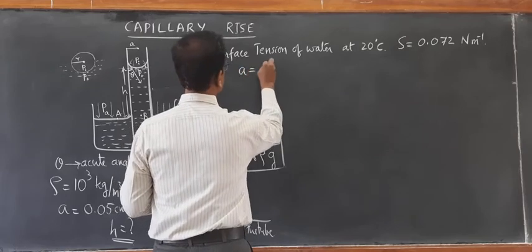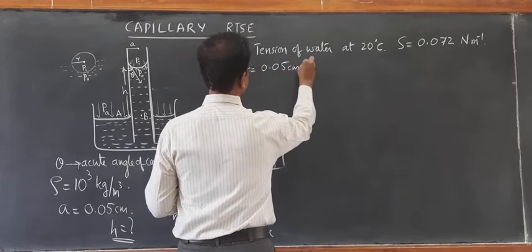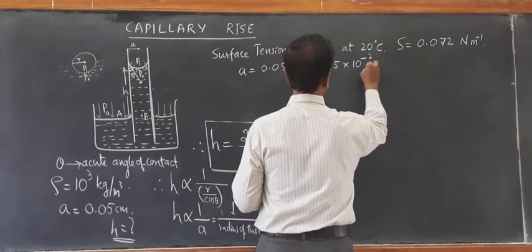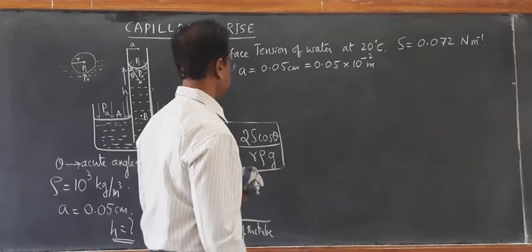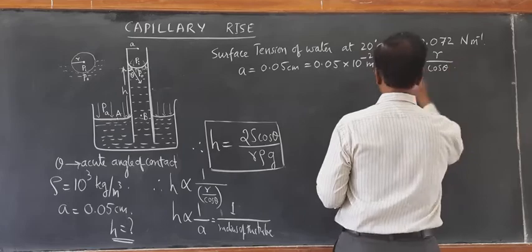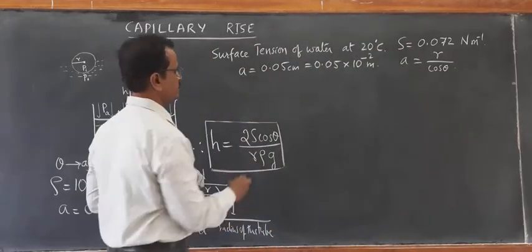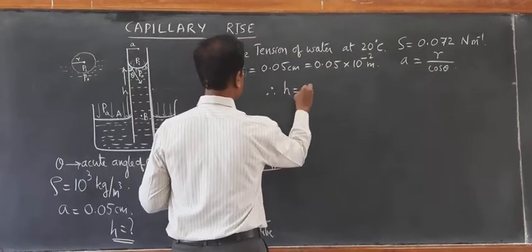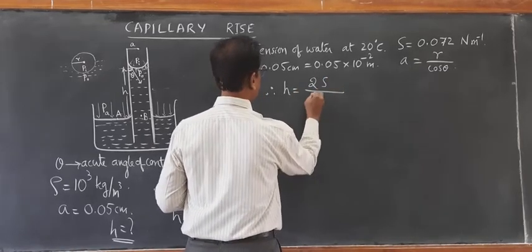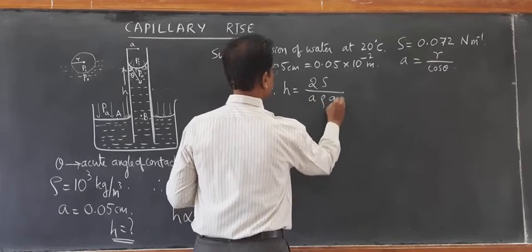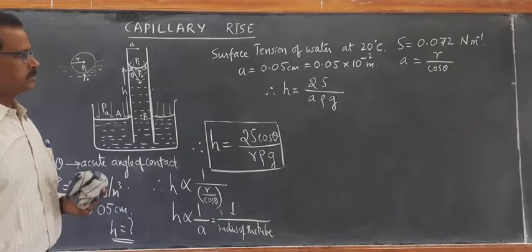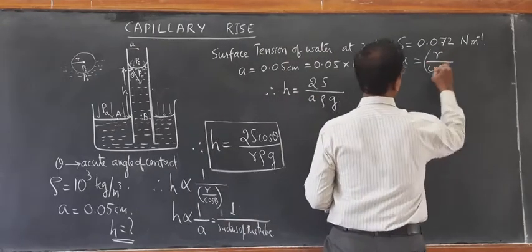A is 0.05 centimeter, that is equal to 0.05 into 10 raised to minus 2 meter. So A is also equal to R upon cos theta. So this equation becomes, therefore H becomes 2s upon R upon cos theta. R upon cos theta is A. It becomes 2s upon A rho g, because A is equal to R upon cos theta.